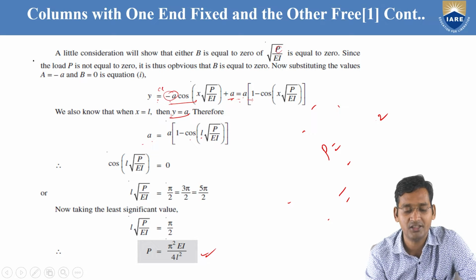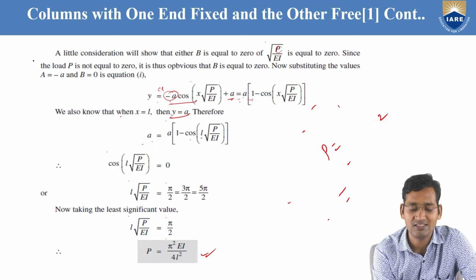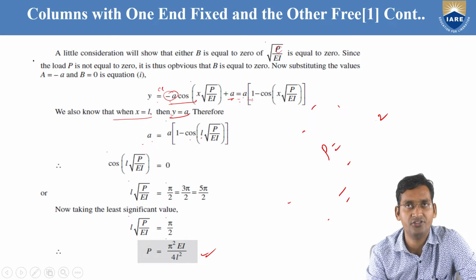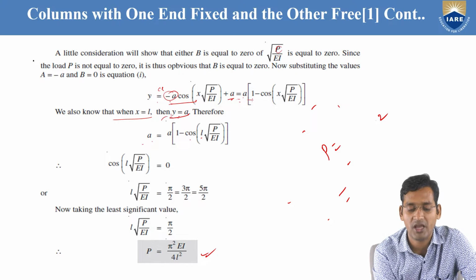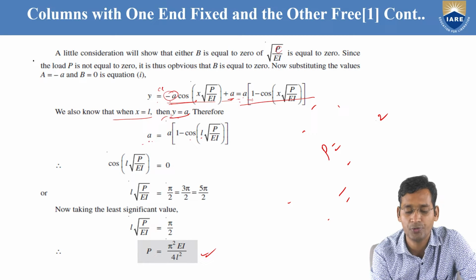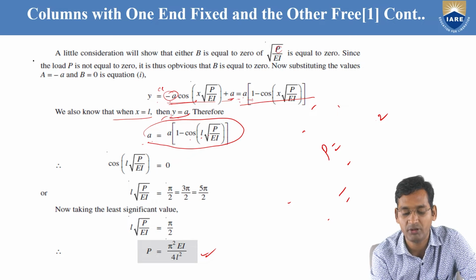So, now another condition. When x equals L, that is another boundary condition. When x equals L, y equals A. Either you can substitute here itself, or you can further simplify and then substitute. So, after substituting y equals A and x equals L, we got this equation. Simplify it. After multiplying, A equals A minus A cos this one. So A will get cancelled.